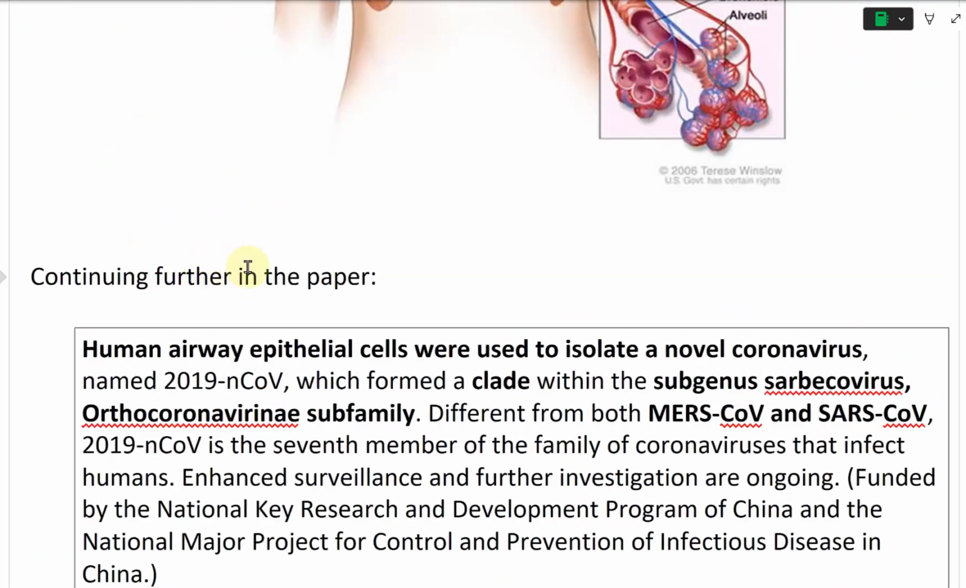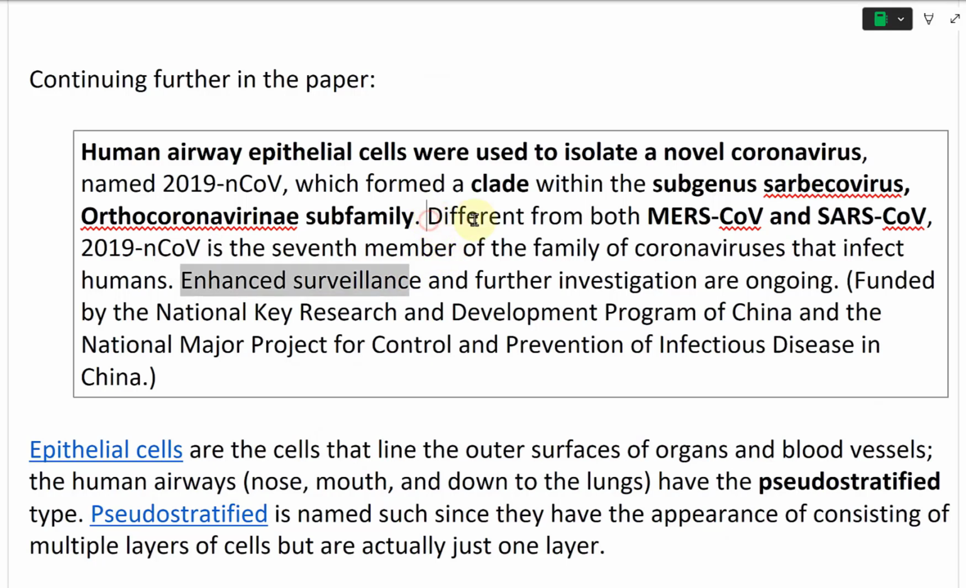Anyways, going further. So continuing further in the paper, in the summary, human airway epithelial cells were used to isolate a novel coronavirus named 2019 nCoV, which formed a clade within the subgenus Sarbecovirus, and this is inside the Orthocoronavirinae subfamily. All right, so different from both MERS-CoV and SARS-CoV, the 2019 nCoV is the 7th member of the family of coronaviruses that infect humans. And enhanced surveillance and further investigation are ongoing.